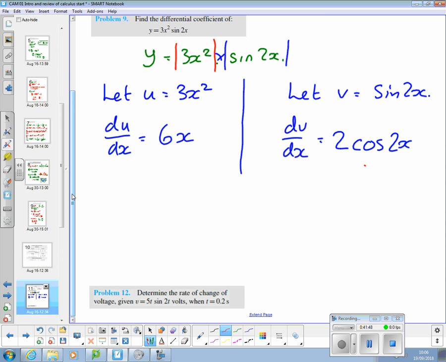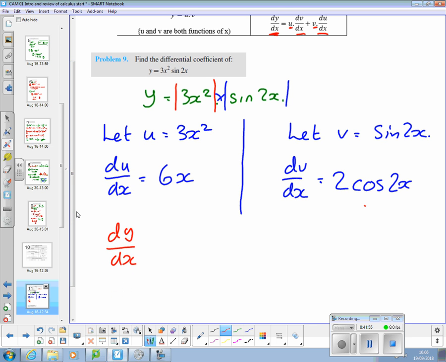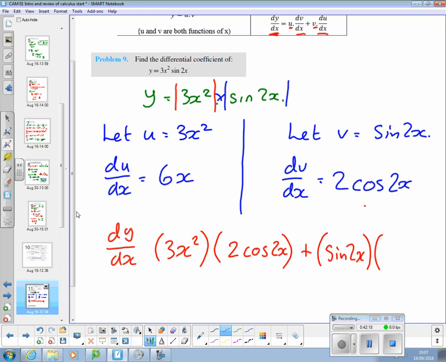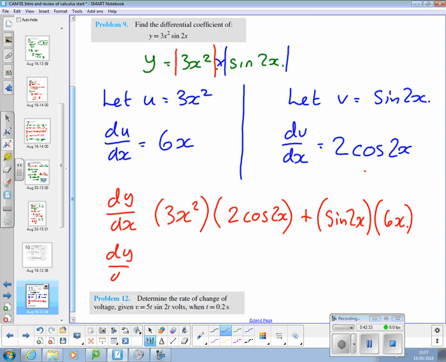So now we can bring all of those together and say, using the formula, dy by dx is equal to u, and I put these in brackets to start with, 3x squared times dv by dx, 2 cos 2x, plus what we call v, sine 2x, multiplied by what we calculated as du by dx, 6x. And then we can tidy up a little bit. We've got two constants here, 2 and 3. We can make 6.